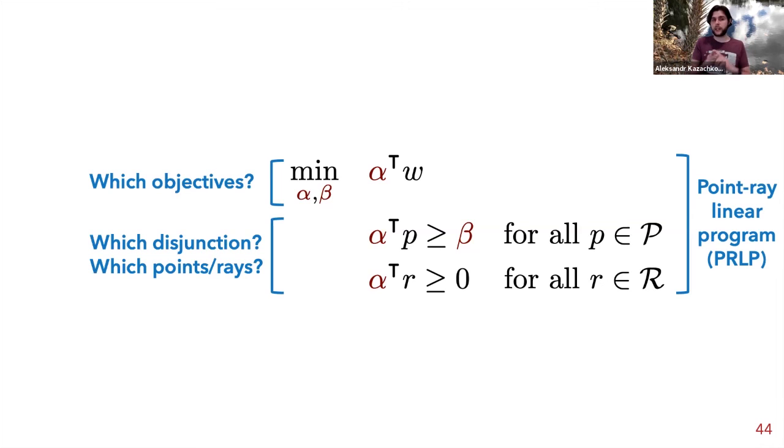We talk about which objectives to use. We have one way of choosing a disjunction, which is a paradigm slightly different than what's used, for example, for split cuts. And then we also talk about which points and rays to select. Today, because of a lack of time, I'm only going to talk about one of these things, which is which points and rays to select.